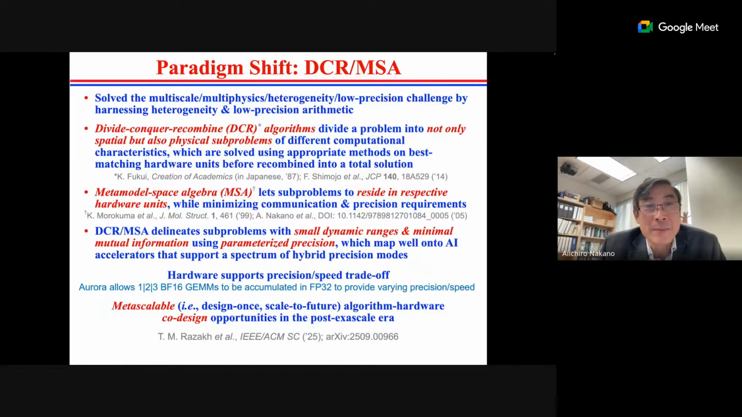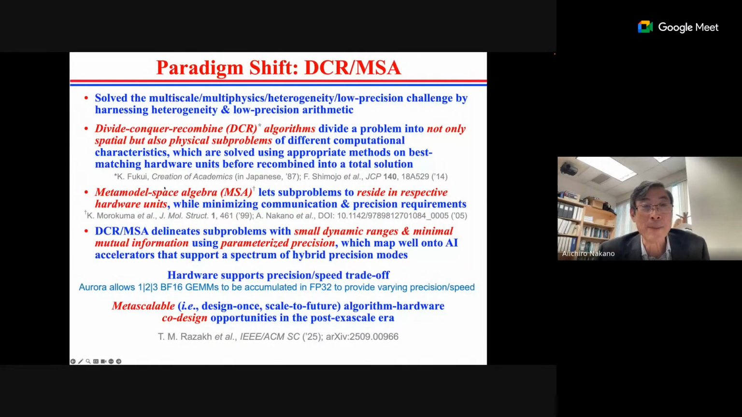We solve that multiscale, multiphysics, heterogeneity, and low precision challenge by harnessing heterogeneity and low precision arithmetic, I think for the first time for simulation. First, our divide-and-conquer-recombine algorithm divides a problem into not only spatial subproblems, that's the traditional divide and conquer, but the recombine means also physical subproblems of different computational characteristics, which are then solved using the appropriate method on the best matching hardware unit before we combine them into the total solution.